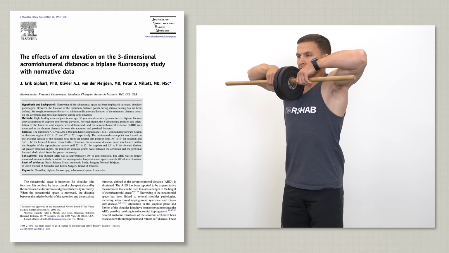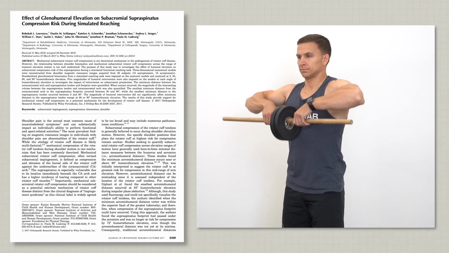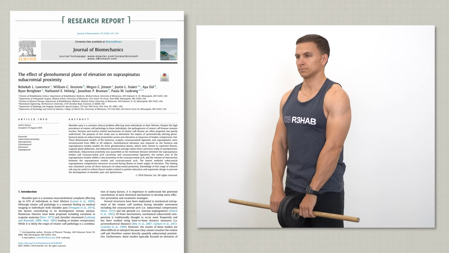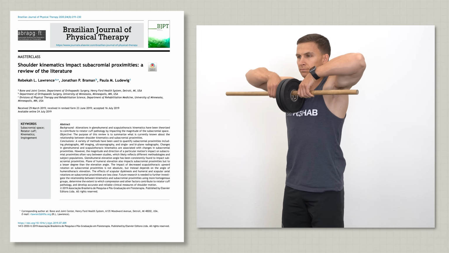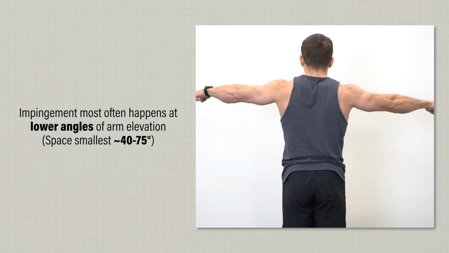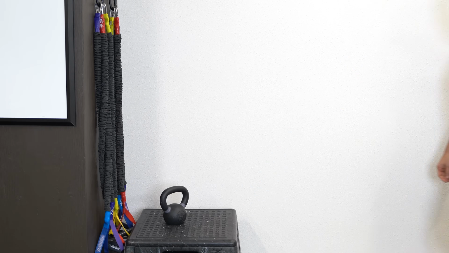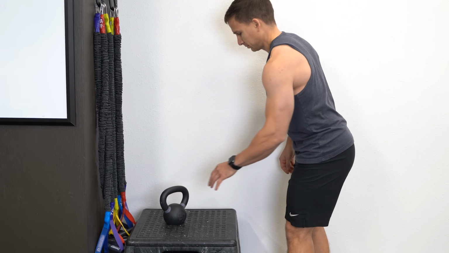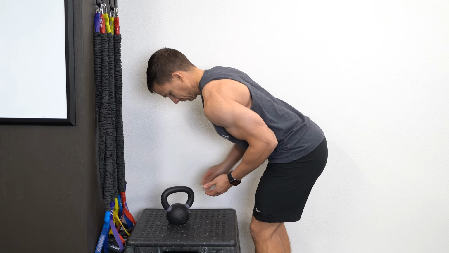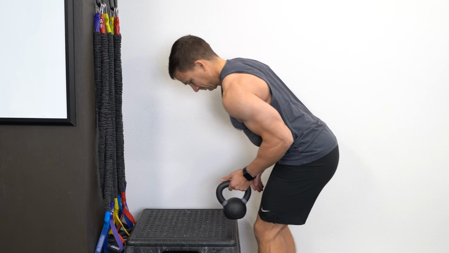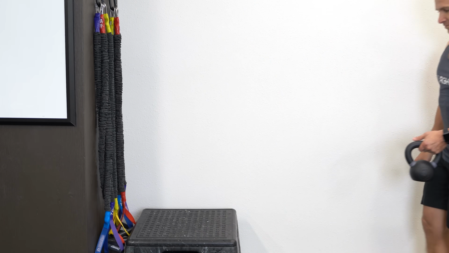1. Research by Gippard et al. in 2012 and Lawrence et al. in 2017, 2018, 2019, and 2020 demonstrates that impingement most often happens at lower angles of arm elevation. Since this commonly occurs in asymptomatic individuals, you'd have to keep your arms by your side at all times if you truly wanted to avoid impingement.